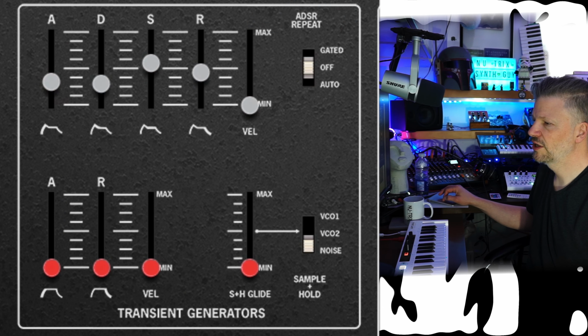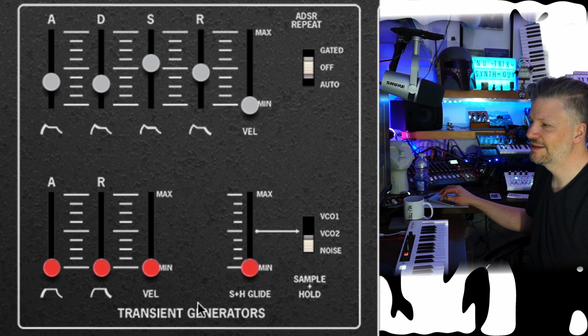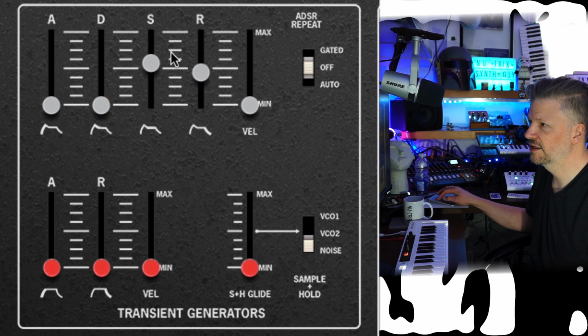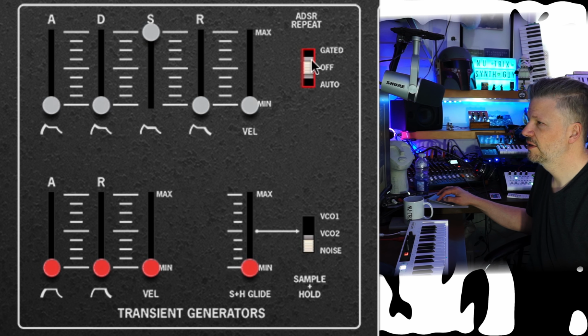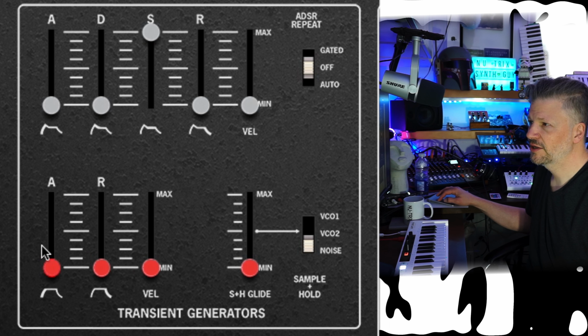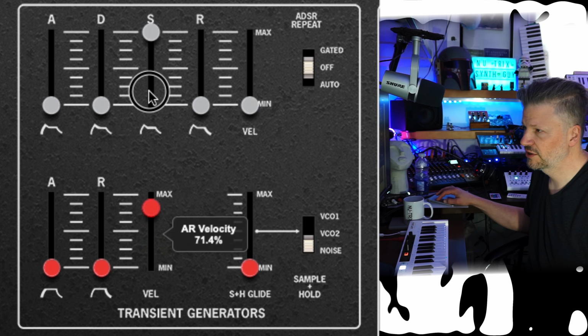The modulator section: we've got transient generators, so the envelope, ADSR, attack, decay, sustain, and release. Velocity to control it. Do you want it to be gated? Do you want it to be off? So you want it to be repeated or not? AR, so attack, release, and the velocity to control it.